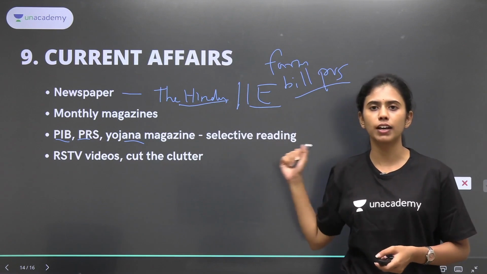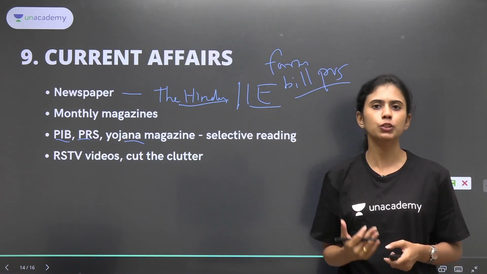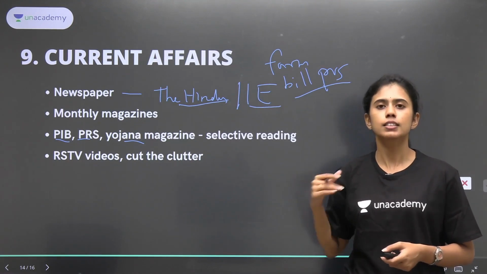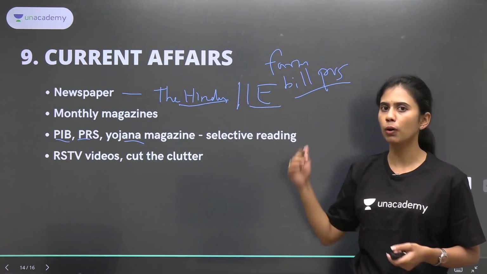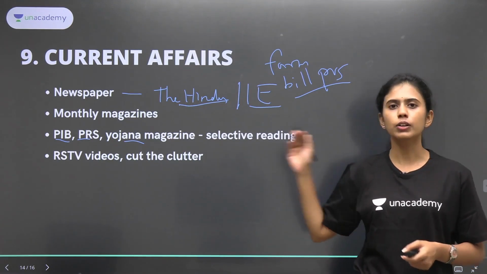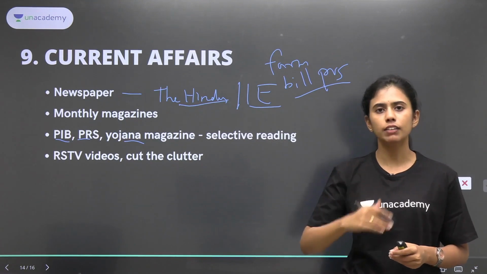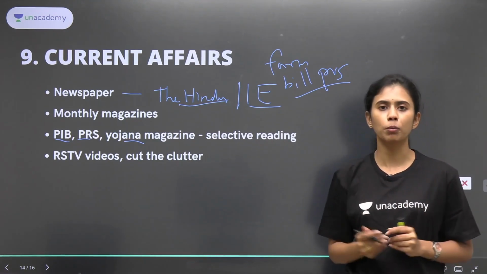So this you can find in PRS. Any government scheme, any government act you want to know, you can go to PRS. Similarly, any new scheme you want to know about, you can always go to PIB. What happens here is that you will get directly what the government is trying to give you, and that will help you understand it more comprehensively.